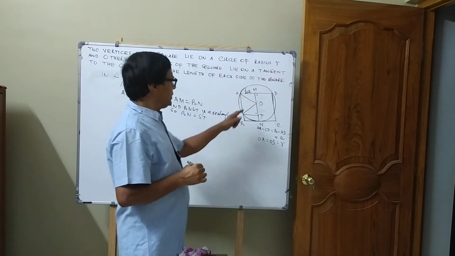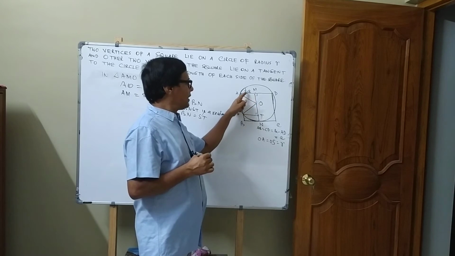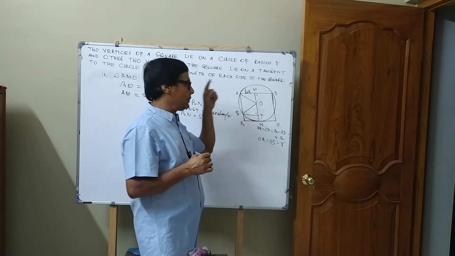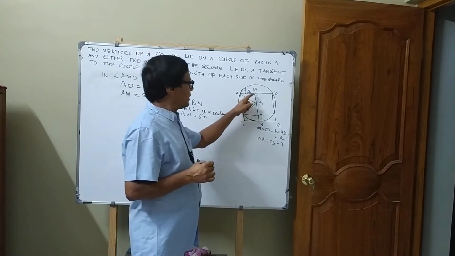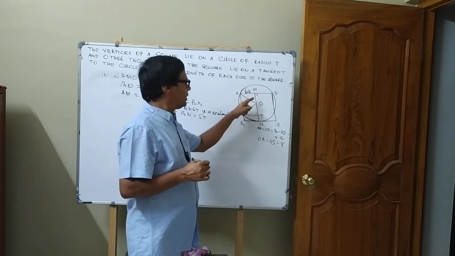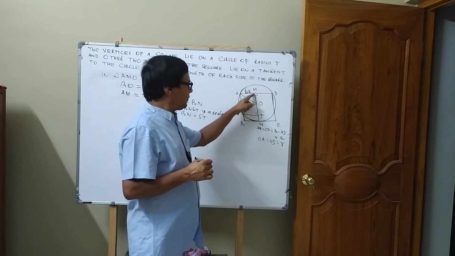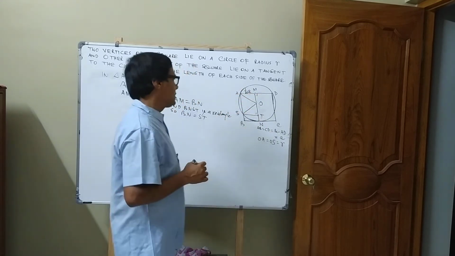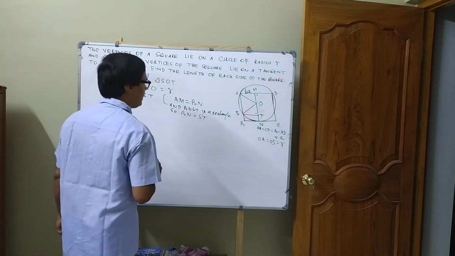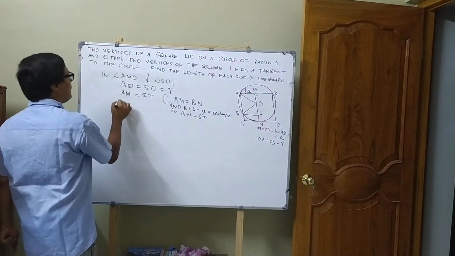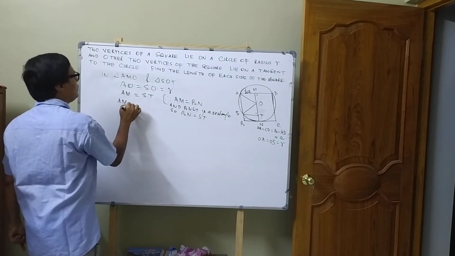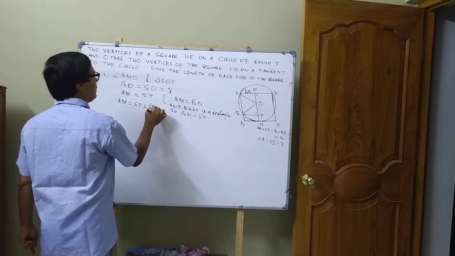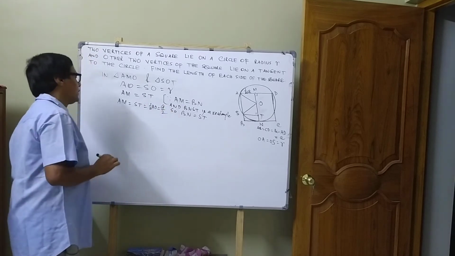And also this perpendicular OM bisects the chord AD, the side AD of the square, which is also a chord of the circle. The perpendicular drawn from the center of the circle bisects this chord AD, that is AM equals MD. So AM equals ST equals half of AD, that is a over 2.